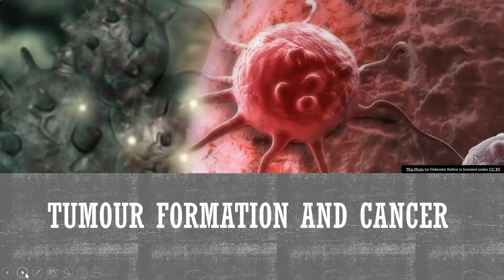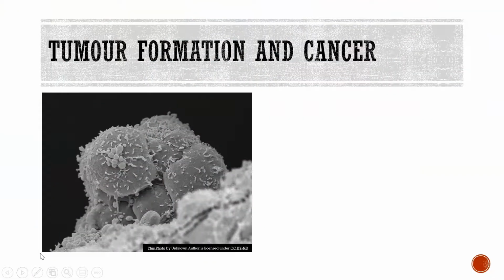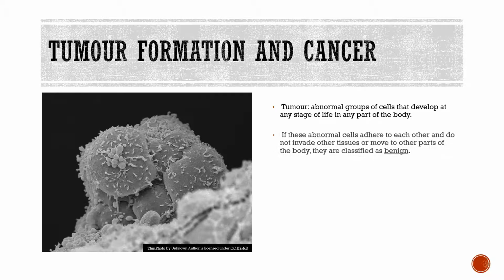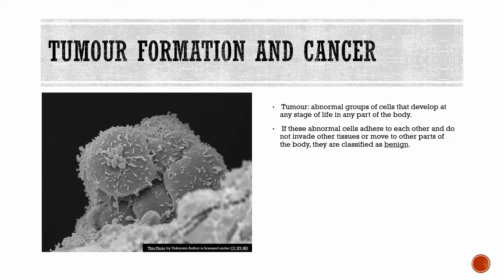Okay, so now we know how cells divide and the stages of mitosis. Let's link this to tumor formation and then look at this through the eyes of cancer. So tumours are abnormal groups of cells that develop at any stage of life in any part of the body. If these abnormal cells adhere to each other and do not invade other tissues or move to other parts of the body, then they're classed as benign. They're not dangerous, they're benign.